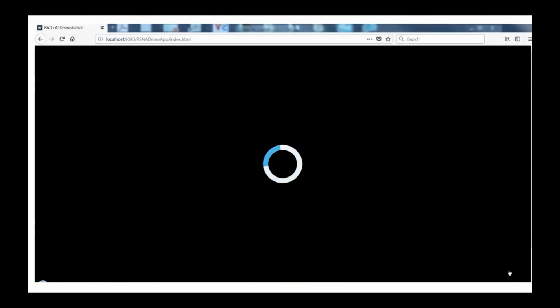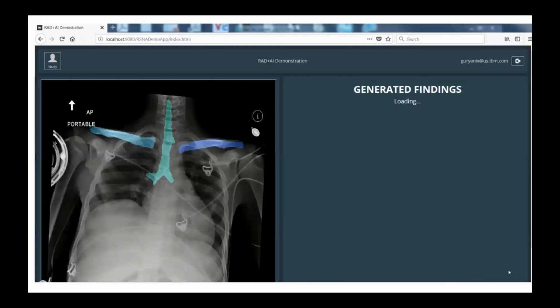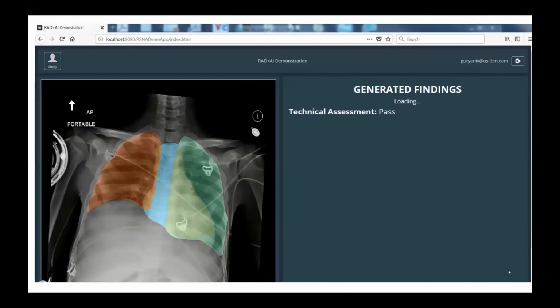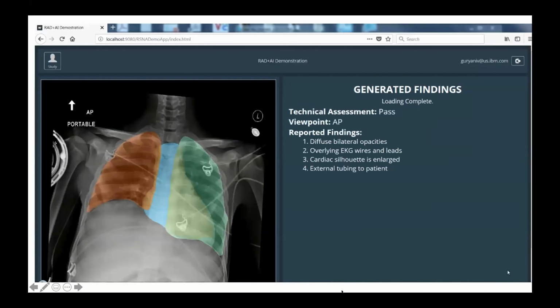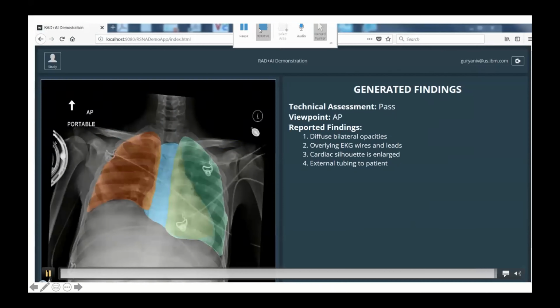And you can see here the image quality is pretty poor, often there is skew and so on, but still the findings were detected and technical assessment was made, viewpoints established and so on, and then the report is generated.